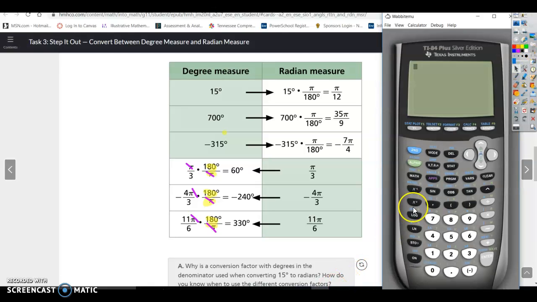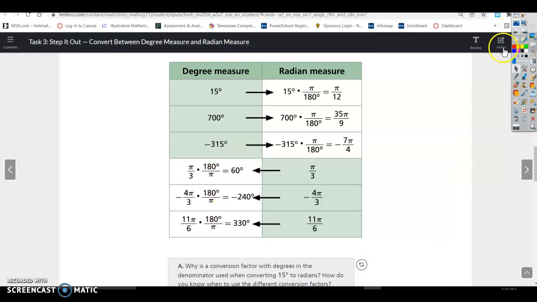For the second one, I'm going to do negative 4 times 180 divided by 3. So negative 4 times 180, and then divide by 3. So that gives me negative 240. For the last one, I'm going to do 11 times 180 divided by 6.